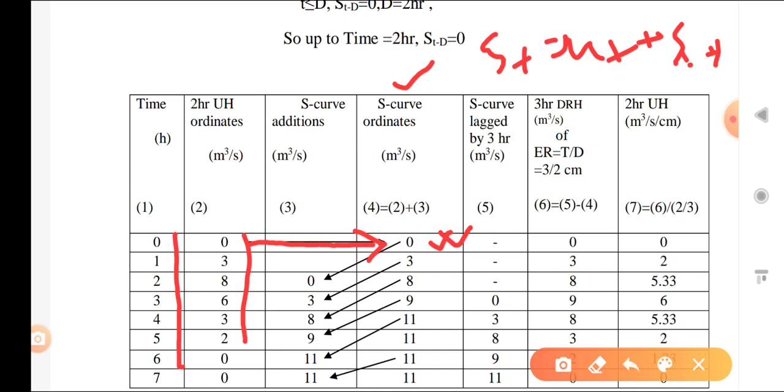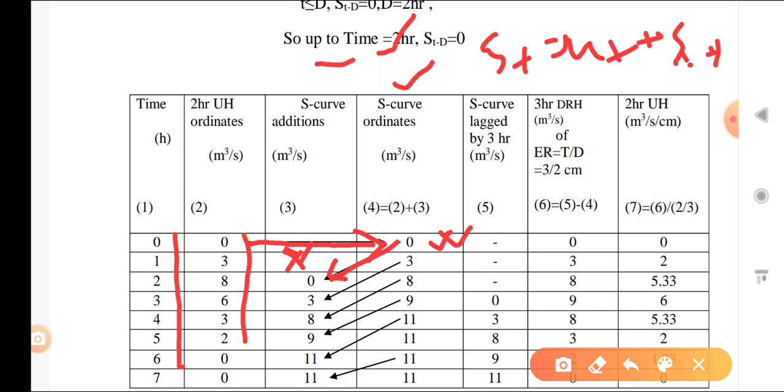Okay, so sorry, previously it had been given 4 hours, but here already given how much, here 2 hour is given. So what will happen? Up to 2 hour St minus d is equal to 0. So that 0 goes where? That 0 goes to the 2, not to the 1. Where that 0 goes is always dependent on the time of the given unit hydrograph.